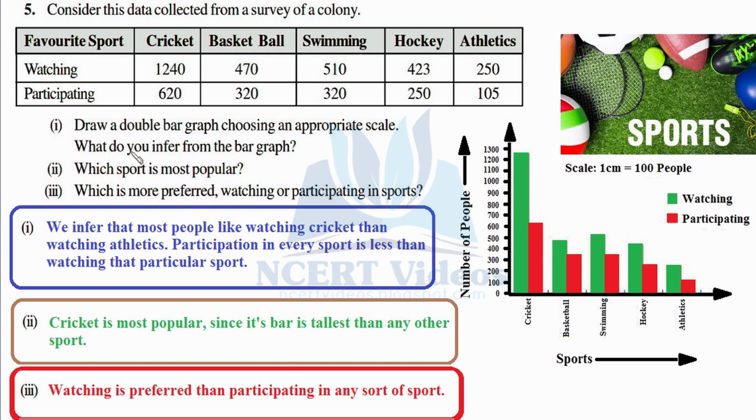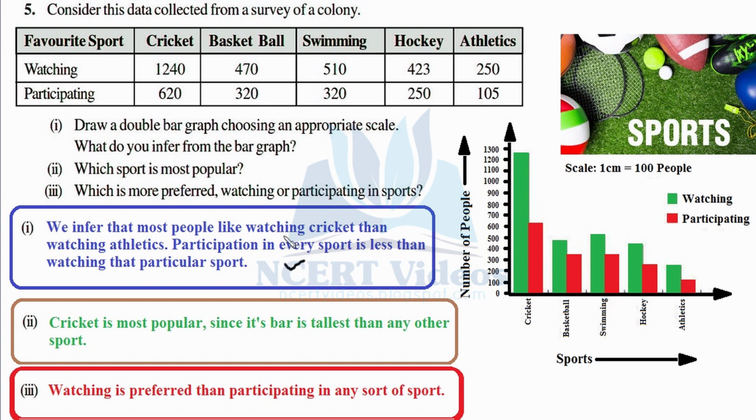Now what do you infer from the graph? Alright, now we have drawn it. Now what do we infer from this? We infer that most of the people like watching as compared to participating, because in every record you can observe that watching has the longest, tallest bar as compared to participating. You can see it in every case. Also, you observe that cricket is the game which is most watched, and the least watched is athletics. So that is what we infer from this.